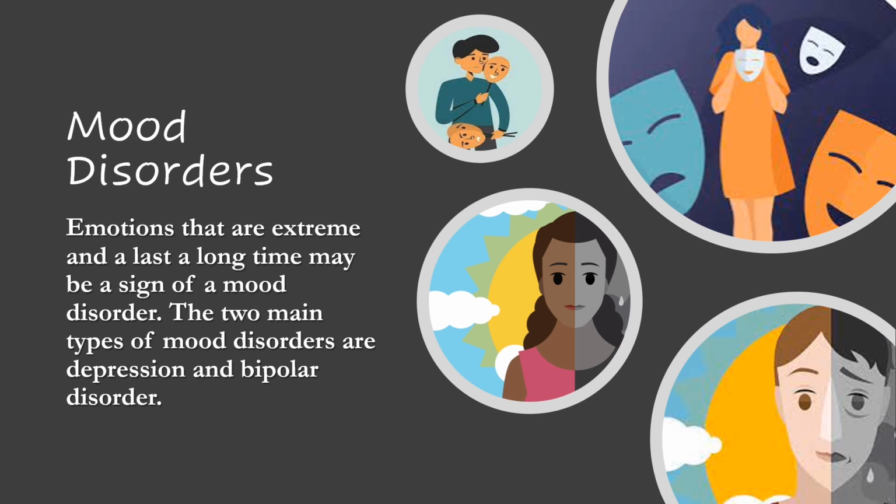Another category or type of mental emotional disorder are mood disorders. Emotions that are extreme and last a long time may be a sign of a mood disorder. There are two main types of mood disorders, and they are depression and bipolar depression. These can be very confusing, but to make it very simple, with depression, if you use the D to help you remember, think of the D standing for down.